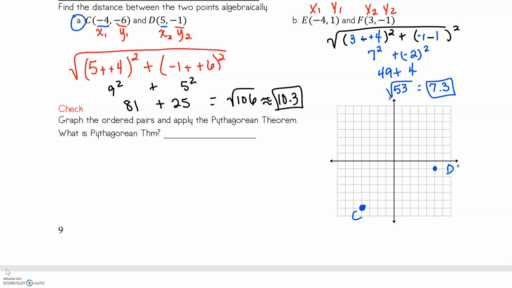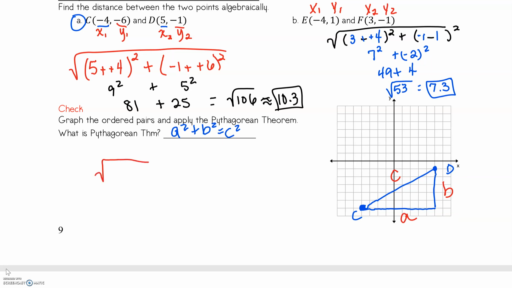And that is our D. So we're looking for this distance right here. And so what is the Pythagorean theorem? Well, it is a squared plus b squared is equal to c squared, and that is using a right triangle. We can find our hypotenuse c by using the legs a and b, squaring them and adding them together.